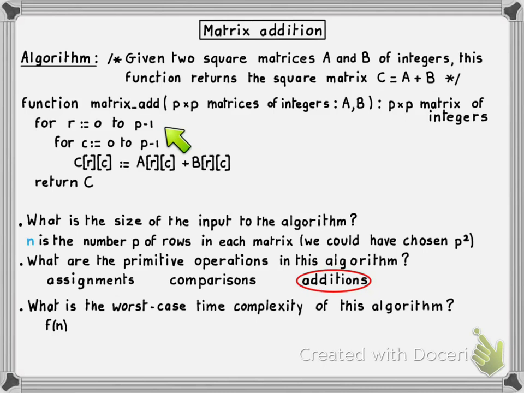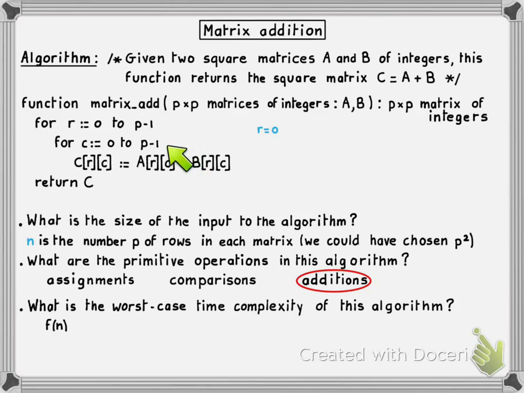Let's start at the outer loop. We're going to first compute the total number of additions for one iteration of this outer loop. So initially, R is equal to 0. So what happens in that single iteration? Well, what happens is a complete execution of this for loop. So all we have to do now is to compute the number of additions in this one execution of the inner for loop. Now, how many iterations does the inner loop execute? Well, the answer is P. So we have P iterations.